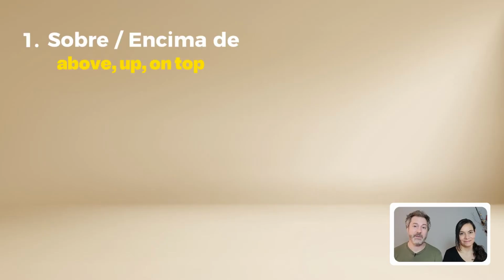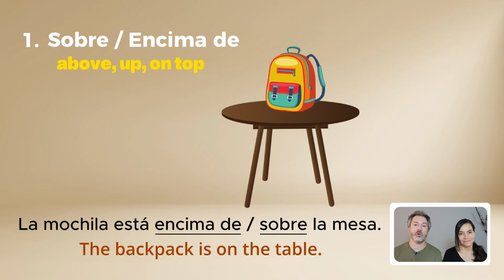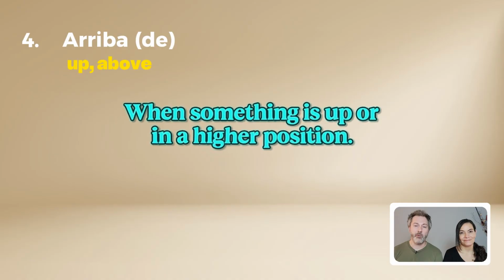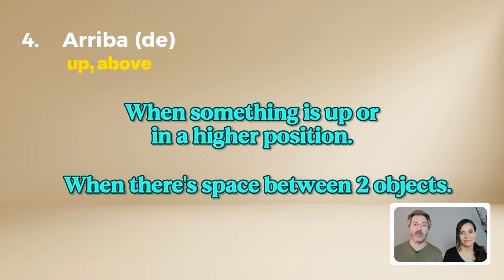Okay, so encima de and sobre are used when an object is resting directly on something, like we saw in the example with the backpack on the table. And arriba de can actually be used in the exact same way, but it can also be used whenever we refer to something being up or in a higher position, or being above something when there's space between two objects.